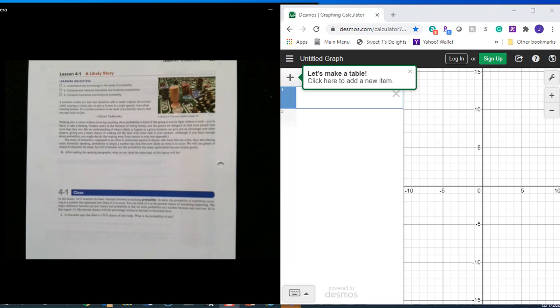Class, we're about to start section 4.1, A Likely Story. Our learning objectives are to understand key terminology in the study of probability, to compute and interpret theoretical and empirical probabilities, and to compare theoretical and empirical probabilities.